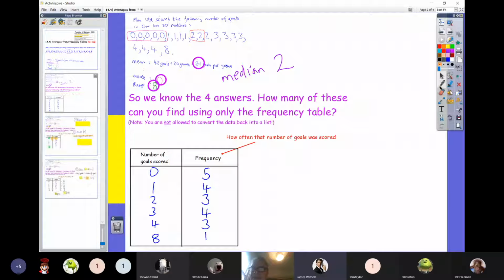So let's look at some of these, starting off with the easier ones. Okay. Now let's do the mode. Now we know the mode is 0. Okay. The mode is what happened most often.